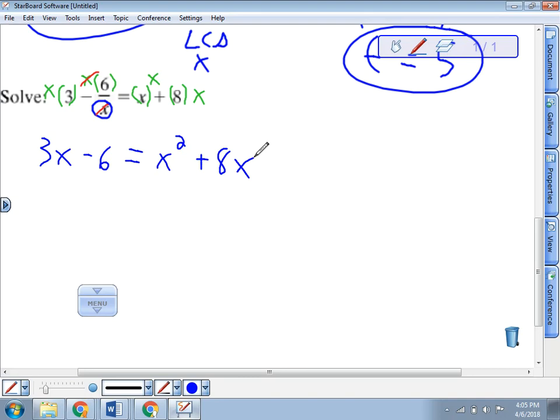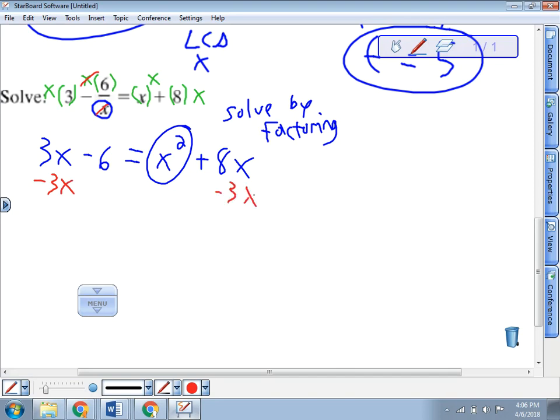So anytime that you get this x squared right here, that means we got to solve by factoring, which is what we've done. We've been taught how to do that in previous units. If you need to know how to do that, go back to some of that stuff in unit 10. So if it's solved by factoring, we have to get it equal to 0. So that means we've got to get this to the other side. All right, so I'm going to subtract 3x. So I'm going to end up with negative 6 equals x squared plus 8x minus 3x is plus 5x.